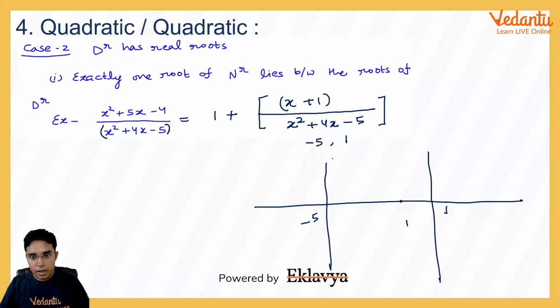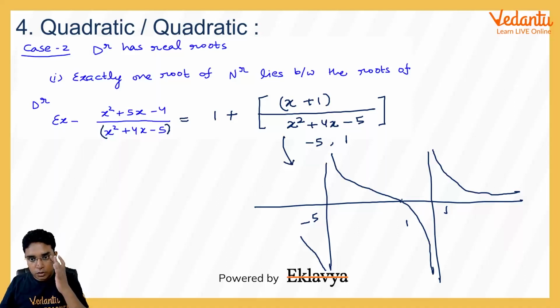If you remember, we plotted the graph like this, and here it will be going like this. Am I missing something? I am plotting the graph only for linear upon quadratic. So 1 is the root, minus 5 and 1 are the danger lines. So positive, negative, positive, negative. Yes, it will be negative throughout. So it will be like this.